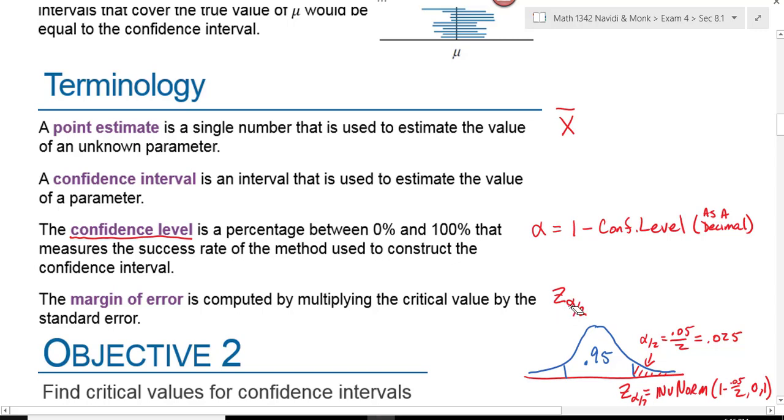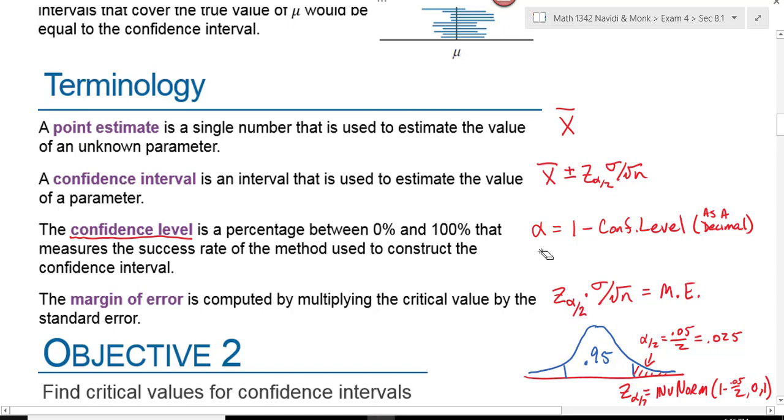The margin of error is the critical value times our standard error, which is sigma divided by the square root of n. This is our margin of error. I'm using ME as my abbreviation for margin of error. How I get my confidence interval is x bar plus or minus my critical value times my standard error, sigma divided by the square root of n. This needs to be on your formula sheet. This is how we calculate the confidence interval.